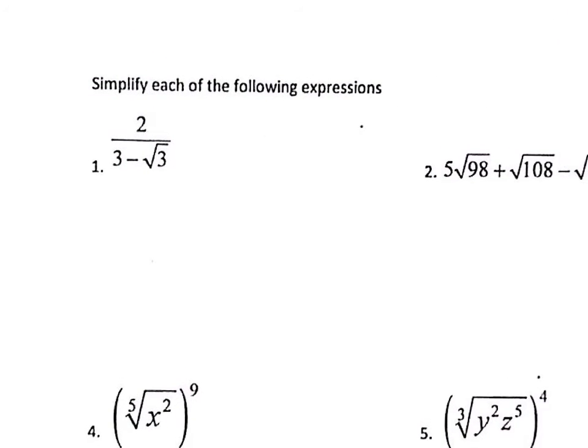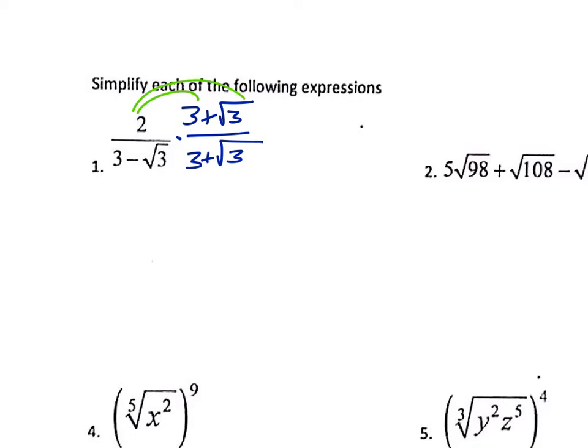Starting with number 1. The first thing you should see is this radical sign on the bottom, and in order to get rid of that, we need to multiply by the conjugate. Since we have a minus sign here, my conjugate would be 3 plus root 3 instead of 3 minus root 3. Now if you multiply those together, you're just going to distribute.